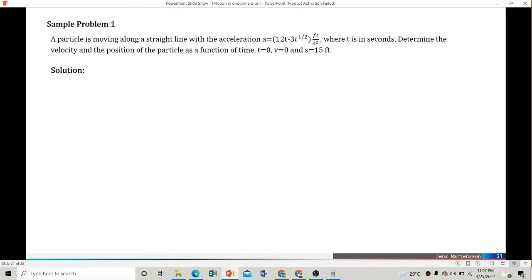So now let's have a sample problem 1. A particle is moving along a straight line with the acceleration a is equals to 12t minus 3t raised to 1 half, where t is in seconds. So determine the velocity and the position of the particle as a function of time when t is equals to 0 and v is equals to 0 and s is equals to 15 feet.